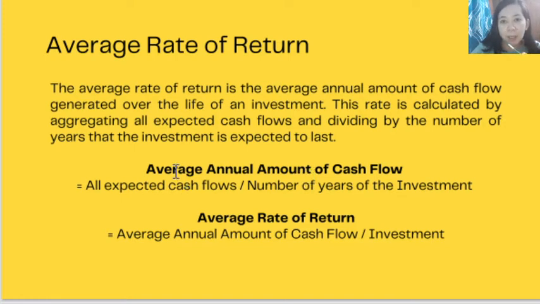To compute the average annual amount of cash flow, all we have to do is add all the expected cash flows. You also have to understand that the investment has its useful life, or the expected time when the investment will last. For example, if the enterprise decided to invest in equipment and it has a useful life of 5 years, the expected lifetime of this investment is also 5 years.